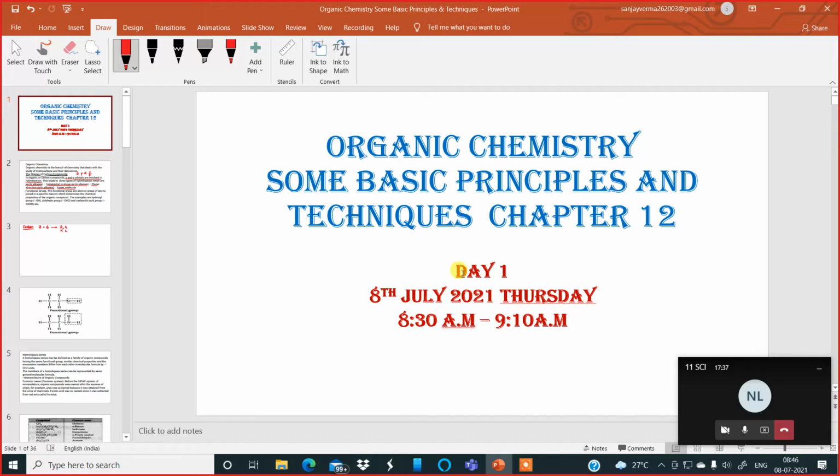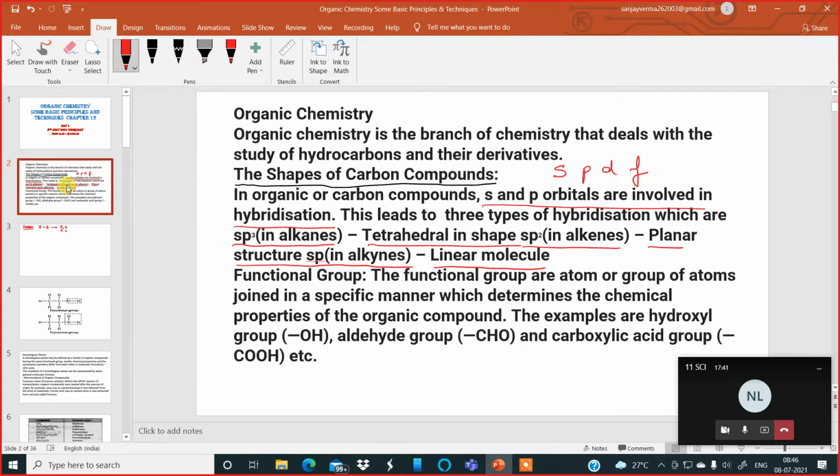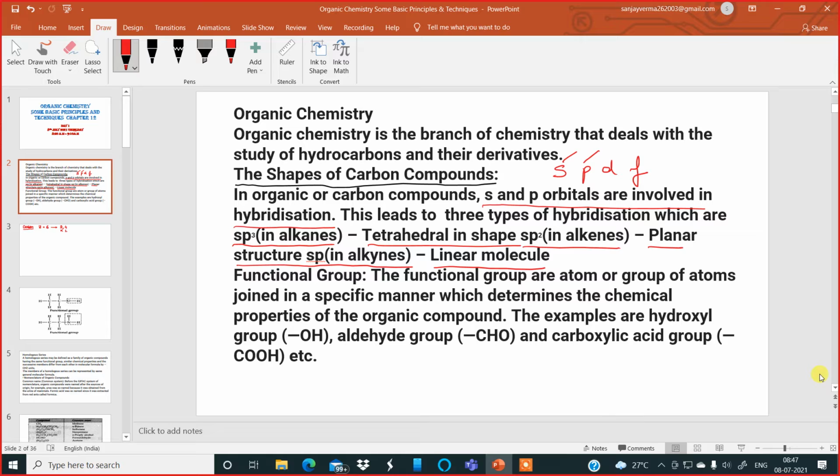Okay. So, organic chemistry, some basic principles and techniques, chapter 12. We are doing this part. Now I come to the next slide. Organic chemistry is the branch of chemistry that deals with the study of hydrocarbons and their derivatives. Regarding the shapes of organic compounds, there is mixing of s and p orbitals, and this mixing of orbitals is called hybridization, which leads to three types of hybridization in organic chemistry.